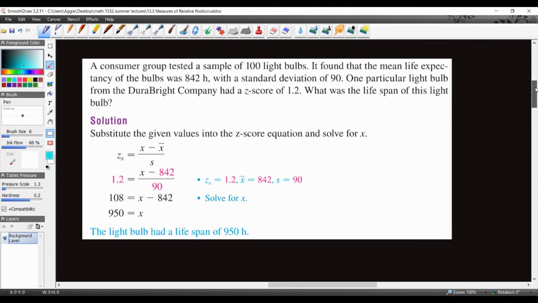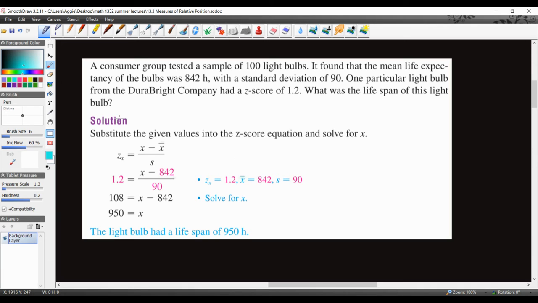We have that a consumer group tested a sample of 100 light bulbs and found that the mean life expectancy of the bulbs was 842 H, with a standard deviation of 90. One particular light bulb from the Durabright company had a Z-score of 1.2. What was the lifespan of this light bulb? So here we have some values and we have to work backwards.